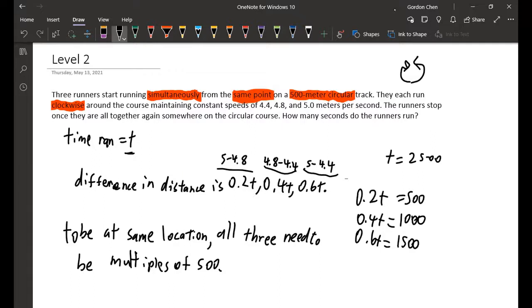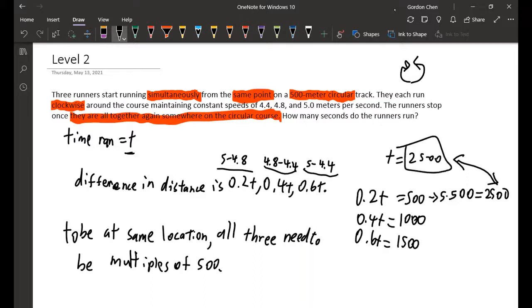And so we have that they all meet at the same location. And so to meet at the same location, they need to all run like a lap. They all need to meet when they run a lap. So they have to have a multiple of 500. And so we take the smallest one. So we have that this is 500. And because this is 500, we have this is 1,000, and this is 1,500. Well, and so we have this one is 5 times 500 is 2,500, which is that. So that's the answer for level 2.